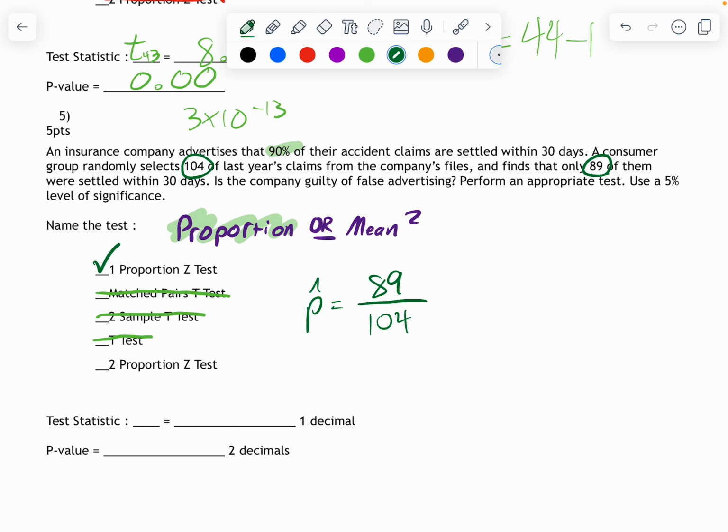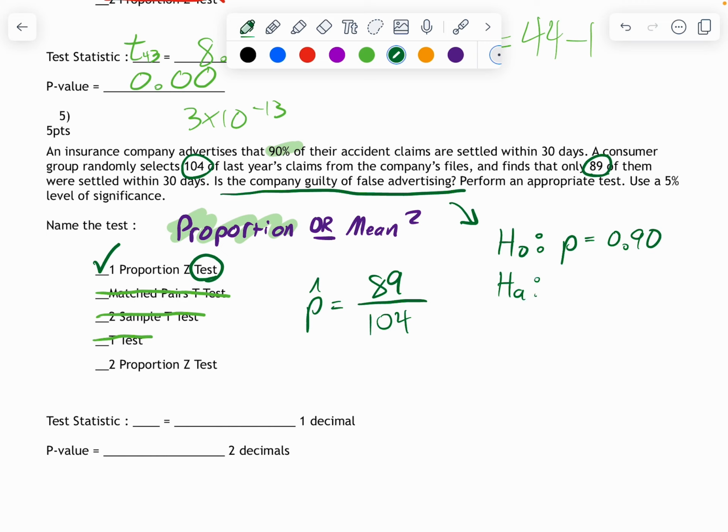Is the company guilty of false advertising? This will help me as I look at the null and the alternative because I'm running a test. The null is what they're claiming. They are advertising 90% settlements, so they're claiming that their proportion settled within 30 days is 90%.